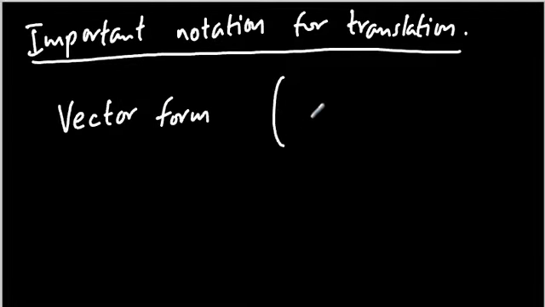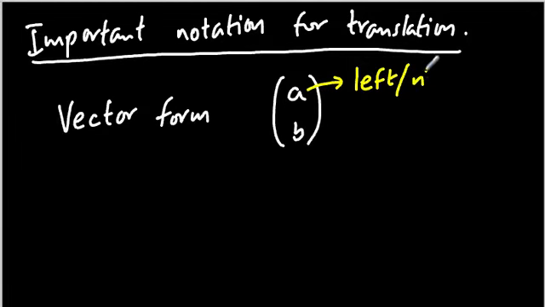Basically it's just something that looks like a long bracket. Let's say A is some number and B is some other number. By the way, this is not a division sign. It's not A divided by B. Just A is on top and B is below. So what does this mean? The number on top means that you're moving it left and right, and the number on the bottom means you're moving it up or down.